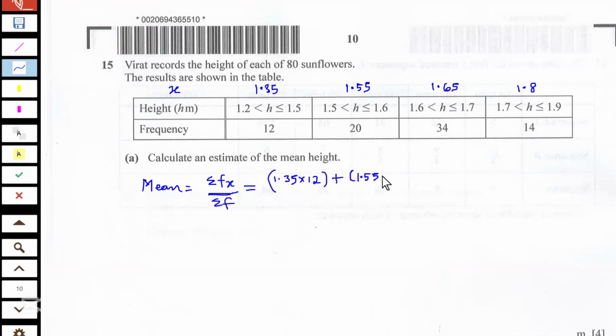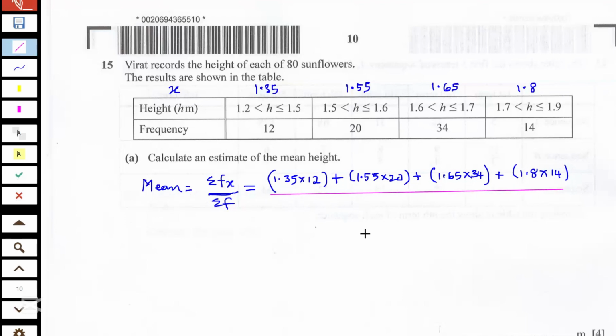1.55 times 20 plus 1.65 times 34 plus 1.8 times 14. All this is divided by the total frequency, which is the sum of the frequency, 12 plus 20 plus 34 plus 14. And that gives us 80.